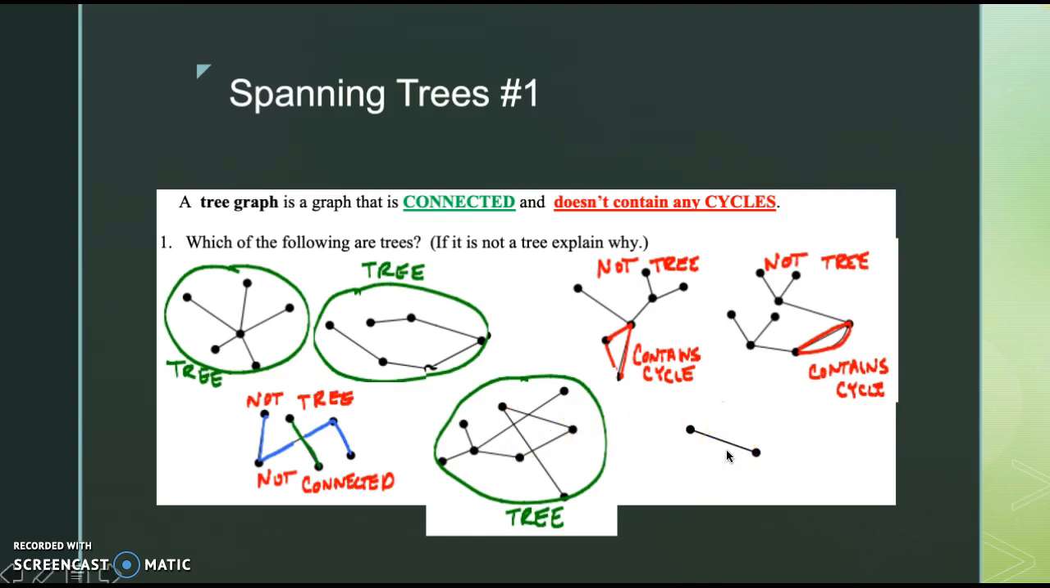And how about this one? Well, this has got to be the most simple tree graph that we've seen, and it is a tree graph.